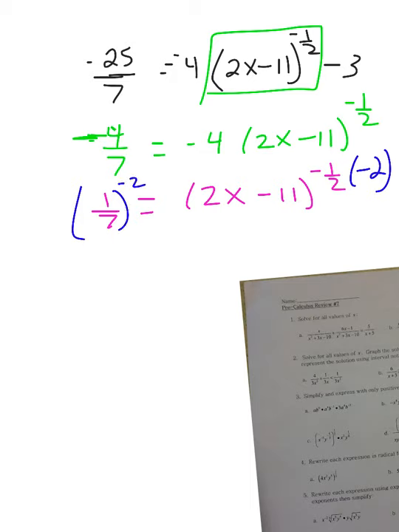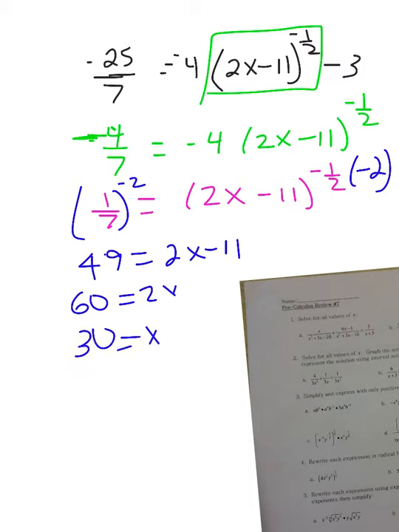So negative 1/7 raised to the negative 2 power is 49, equals 2x minus 11. Add 11, 2x equals 60. So x is equal to 30, and now you need to check it.